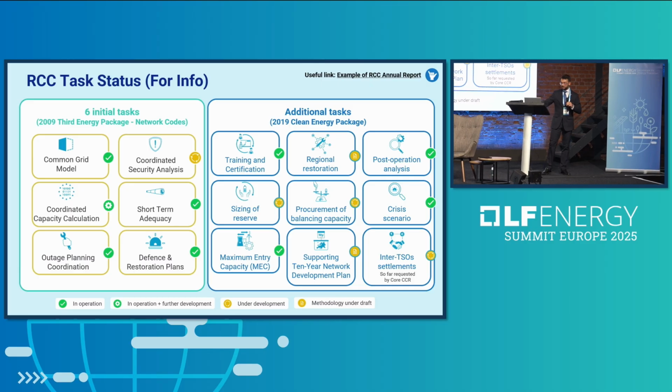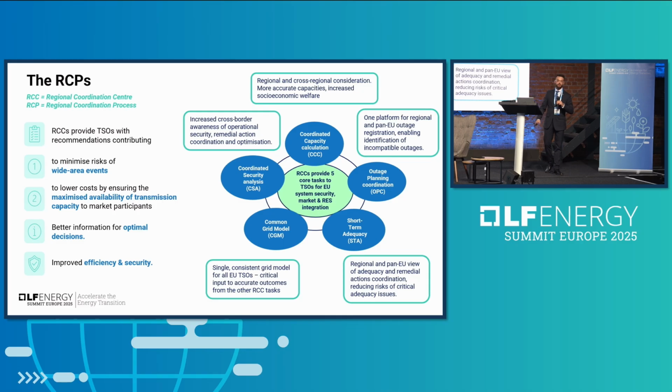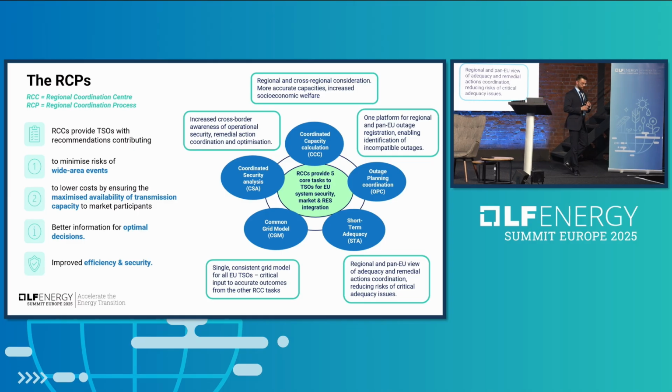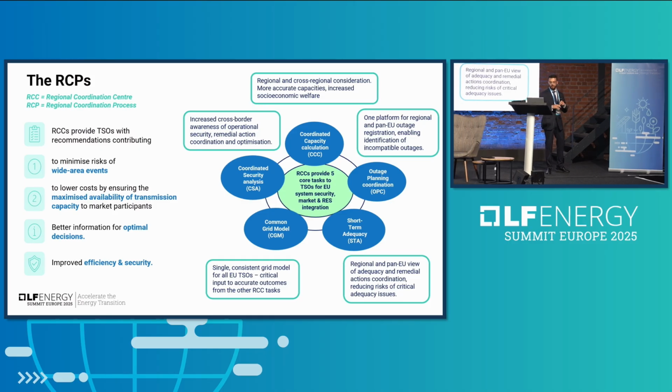I just put the other 16 for your information in this slide, but I will just focus on the 5 core tasks. These are the common grid model, the coordinated security analysis, but also the coordinated capacity calculation, outage planning coordination, and short-term adequacy. The objective is to minimize wide area events and to lower the cost of operation by ensuring maximized availability of transmission capacity. That is to have a better grid operation.